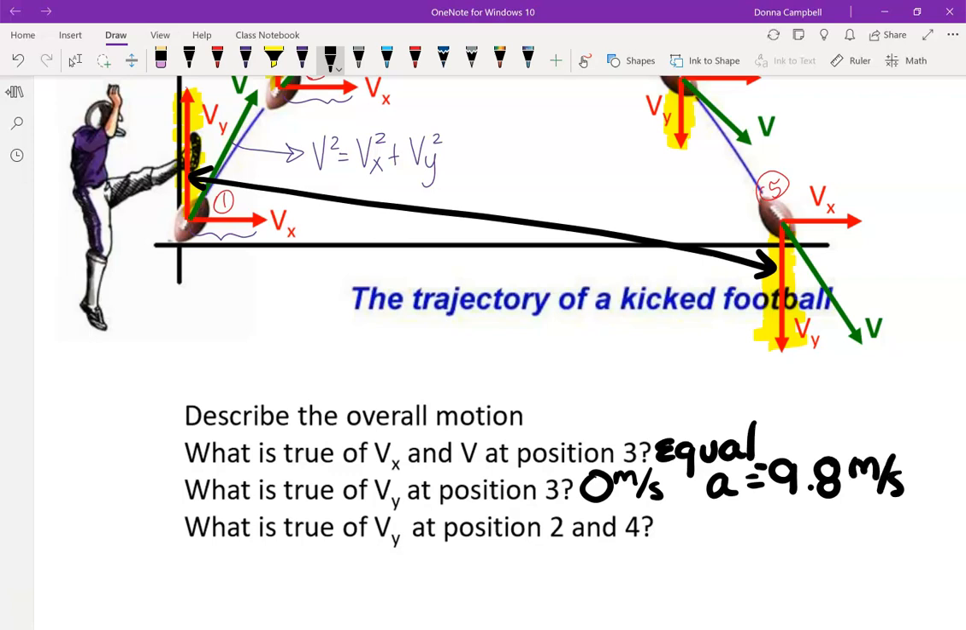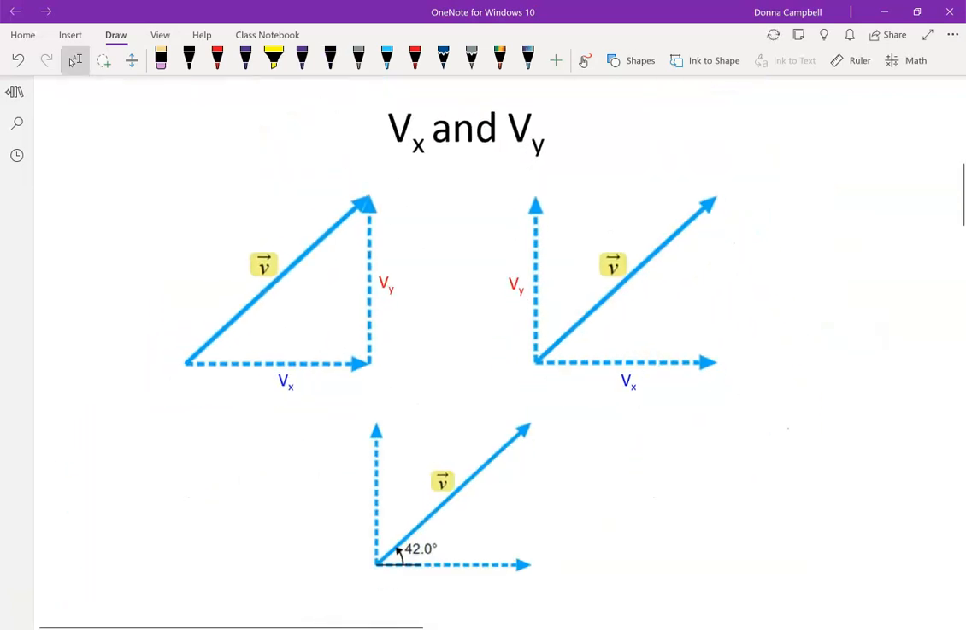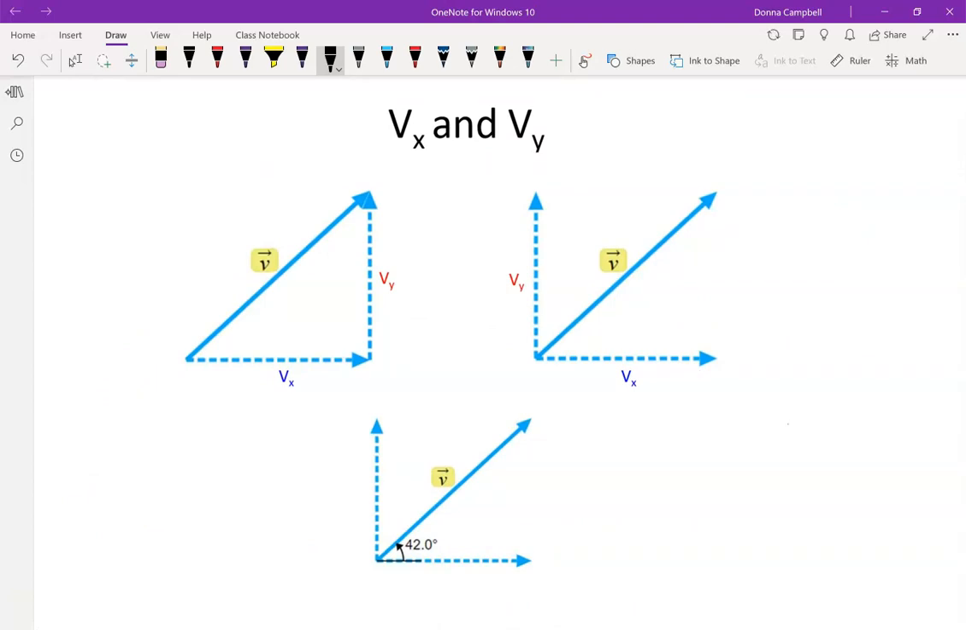Now, what is true of the y at position 2 and 4? They're equal, and they're opposite sign. One is up, one is down. Now, just to look a little bit more closely, this is how we've been drawing the triangles, and this is fine. We can keep doing it this way. What I did on the program I made this on was grab this y and just move it over here.